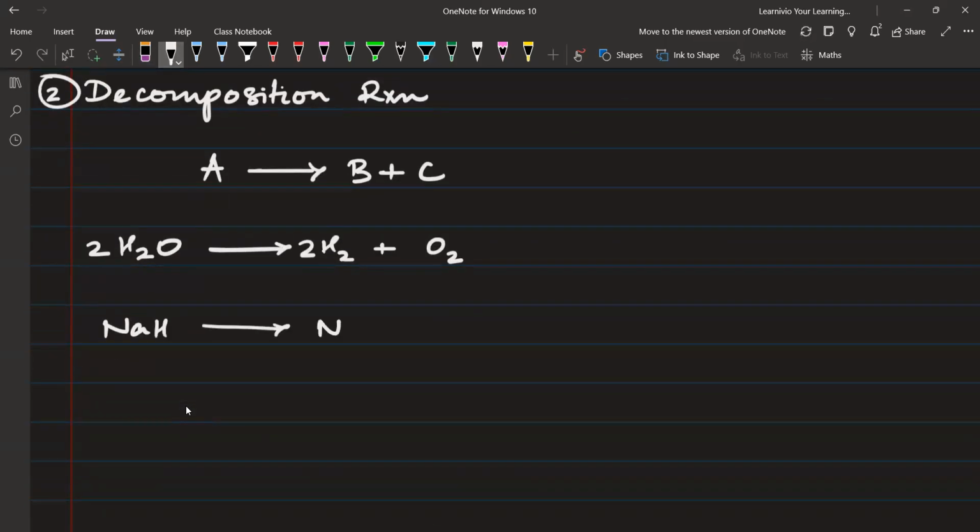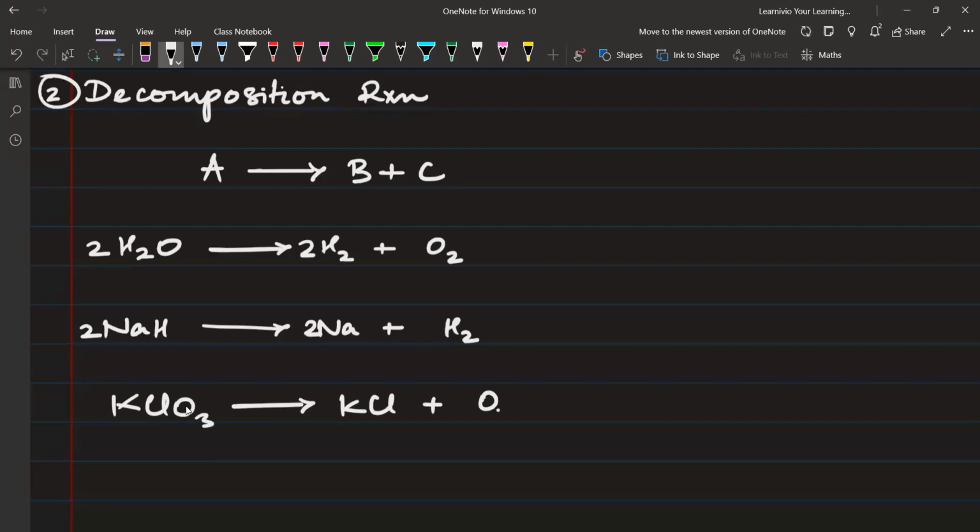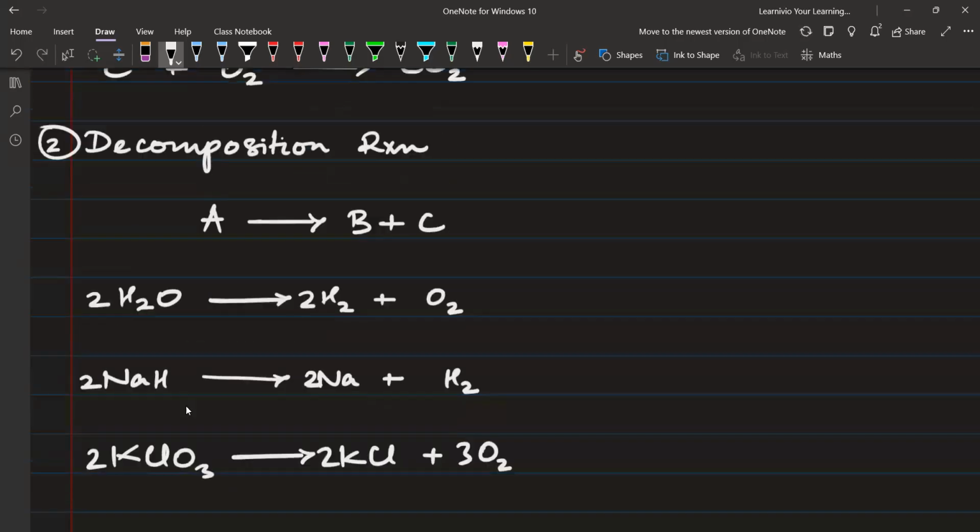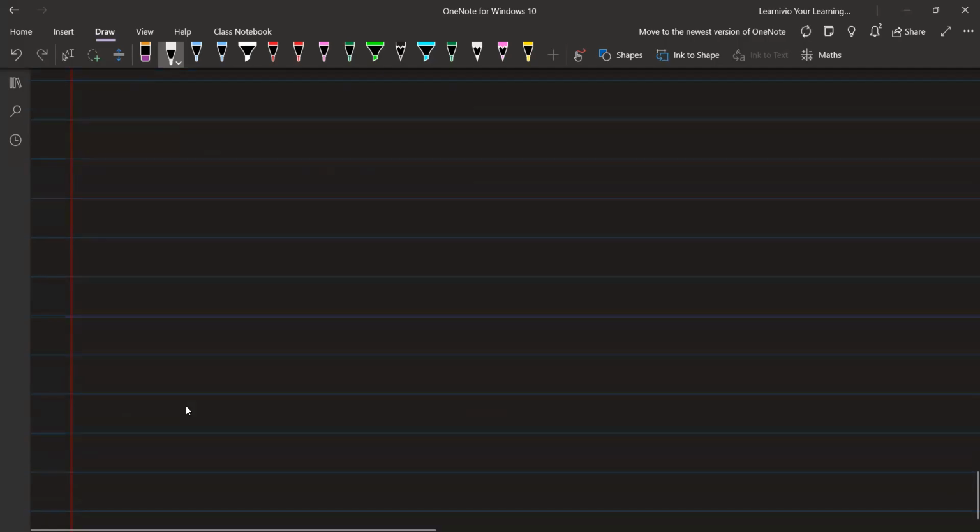If you break this, you will get sodium as solid and H2 as gas. You can balance this out like this. Does this make sense? Yes or no? Please tell me. There's one important reaction, KClO3, which will decompose into KCl and O2. So 3O2 and 2 and 2, this will be balanced. Does this make sense? Yes or no? Please tell me, guys. Yes, sir. You don't answer, why am I asking? Third one is displacement reaction.